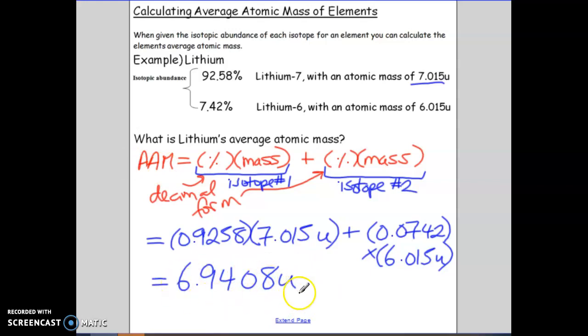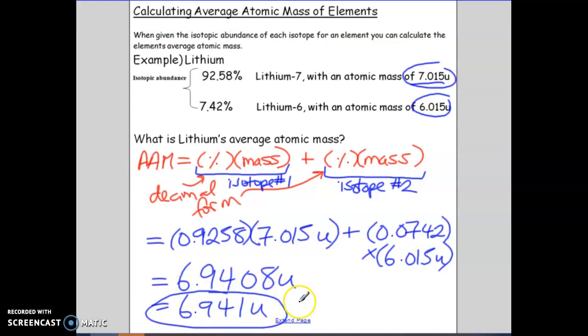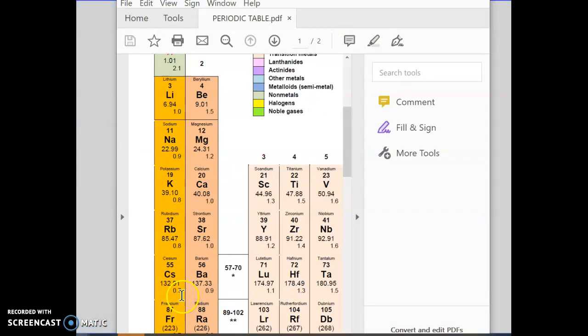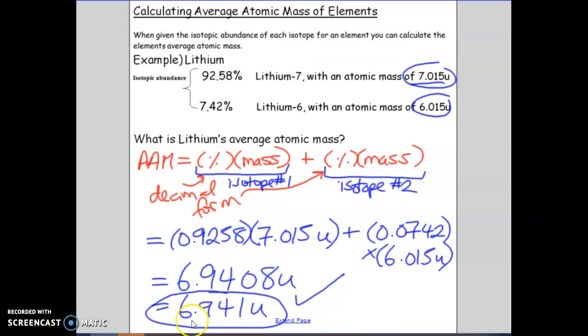Now, when you are reporting this, percentage values are not considered for significant digits. So what you would be looking at here would be these values. So we have 4 significant digits, so here we would be reporting 4 significant digits for our final answer. Now, how you can check if this is done correctly is actually pretty easy. You look at the periodic table, 6.94. So 6.941, right? It's just that the periodic table happens to only be showing 2 decimal places. So this is our correct average atomic mass.